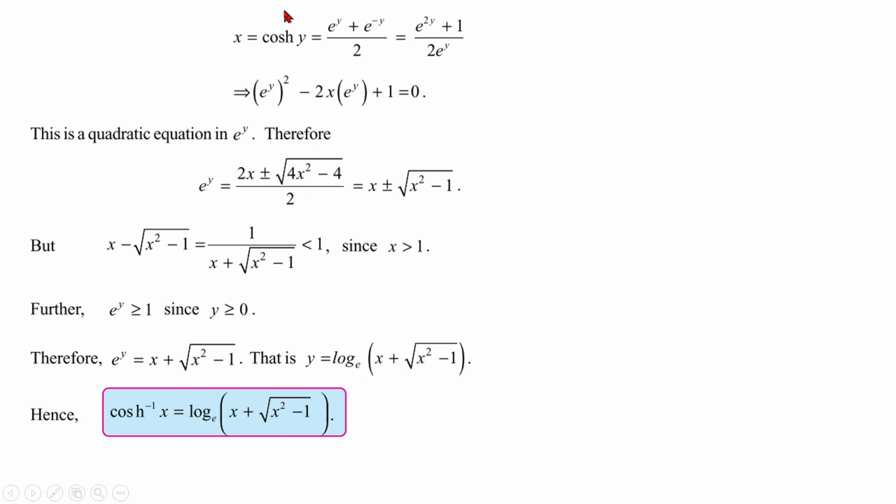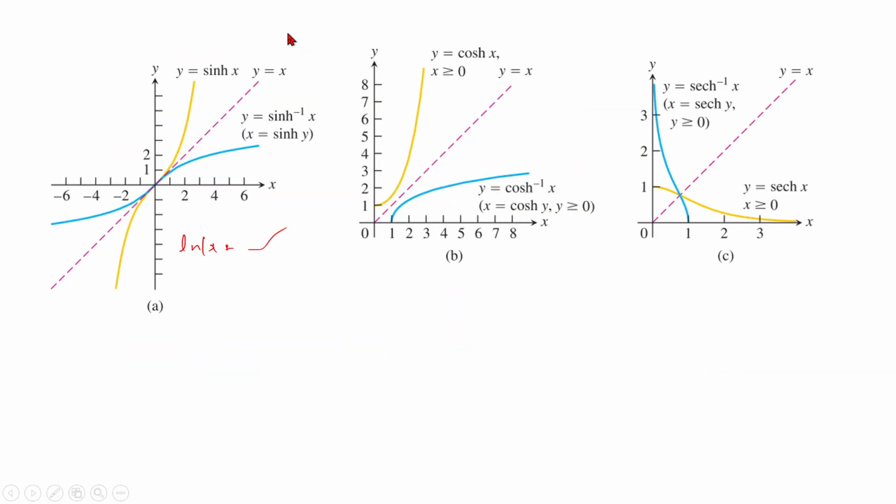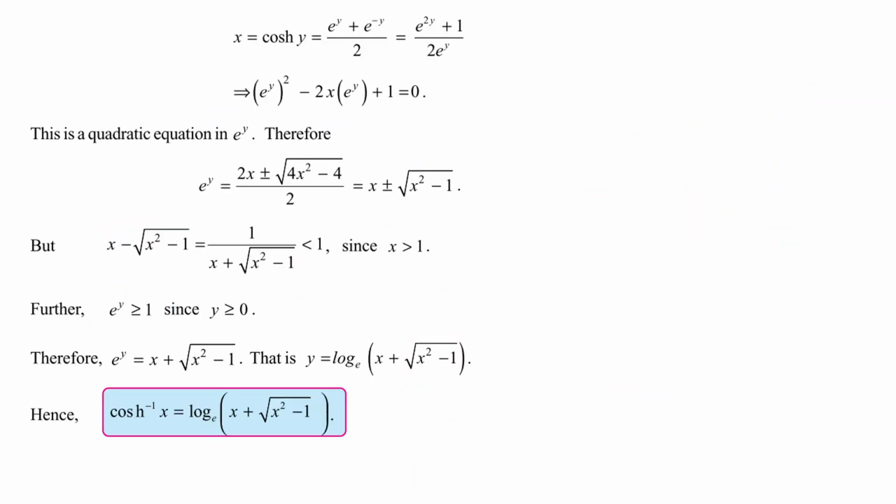And cosh y equals x. You look at the function cosh, the result is always greater than 1. That's why we are choosing x greater than 1. This yellow graph is always greater than 1, no? The range of cosh itself is greater than 1, right? So that's why we are choosing this. But x minus under root x square minus 1 is nothing but 1 by x plus under root x square minus 1, right? Now, what happens to this?